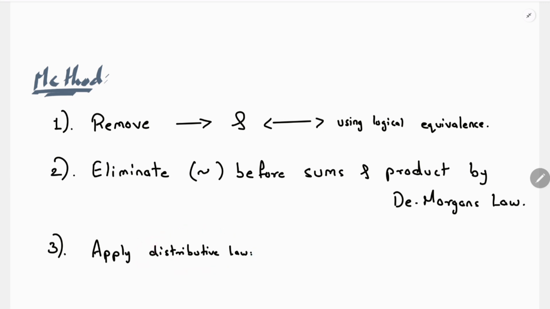In the distributive law, as I told you in the last lecture, when we have two things, Q or R, we distribute this thing to both the variables. Now I'll explain how to remove this and how to apply this.